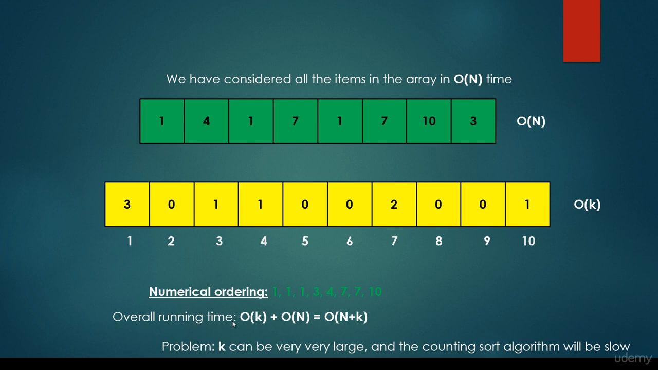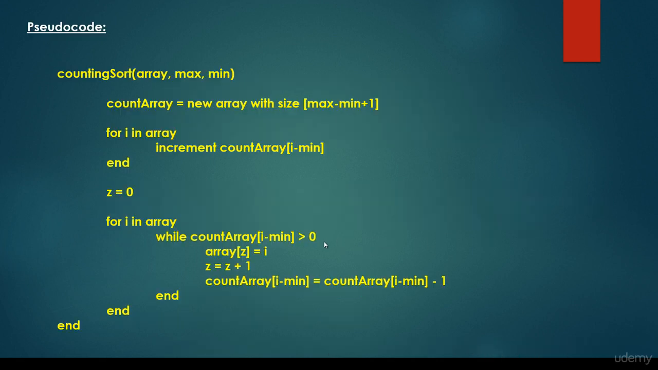Okay, so the overall running time will be, first we have to iterate through the original array, it is O(n), plus we have to iterate through the counter array in O(k) time complexity. O(k) plus O(n) is equal to O(n+k). The problem, as we have discussed, is that k can be very large and the counting sort algorithm will be very slow. What about the pseudocode?